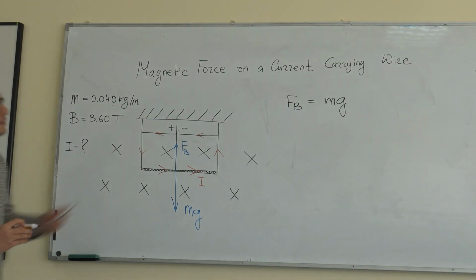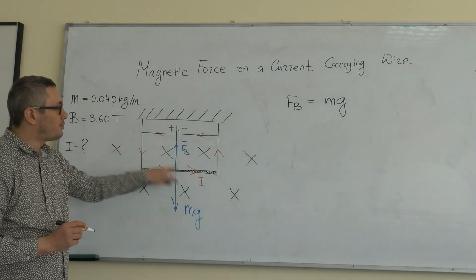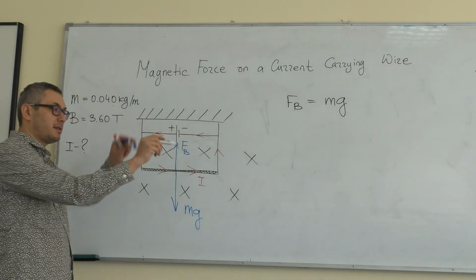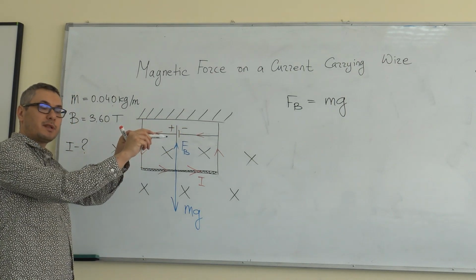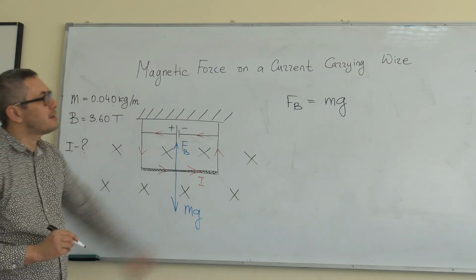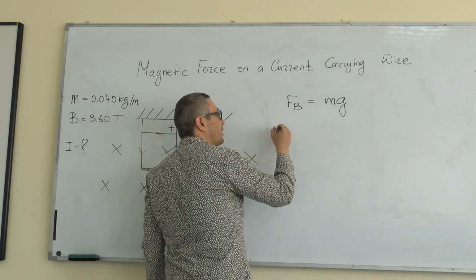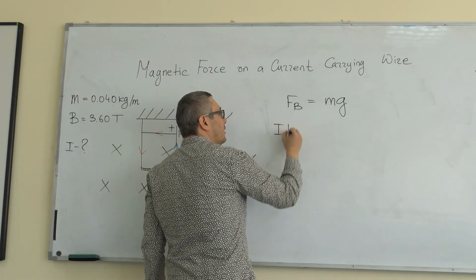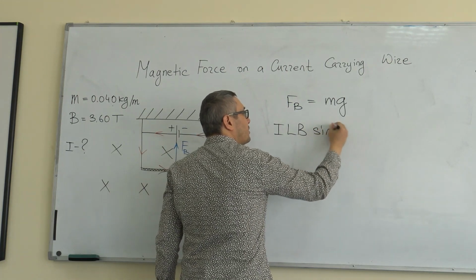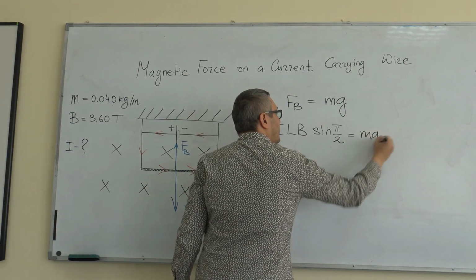Well, we know from the picture that the current is perpendicular to the magnetic field. So current is going to the right, magnetic field is into the board, which means that they are perpendicular. So the angle between them is 90 degrees, which means that FB is simply equal to ILB times sine pi over 2, which is 1. So this has to be equal to mg.